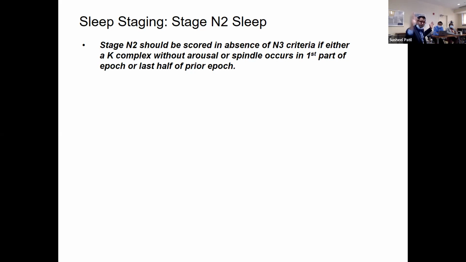I don't know if I have an example to show you, but let's say I'm on an epoch and the K complex is at the very end of that epoch. As soon as I move over to the next epoch, because the K complex was on the last page, I start scoring the next page as stage 2. Even though I may not see any K complex or spindle on that next page, because I just saw it on the page before, my clock counter starts then, basically.